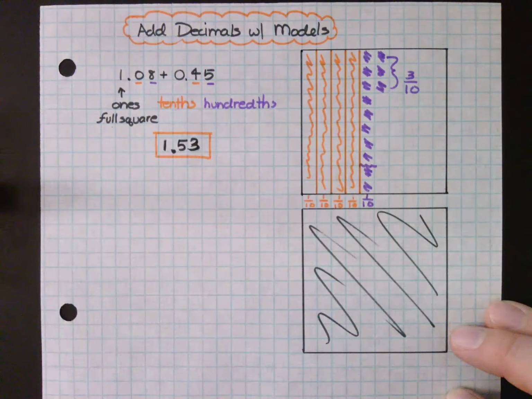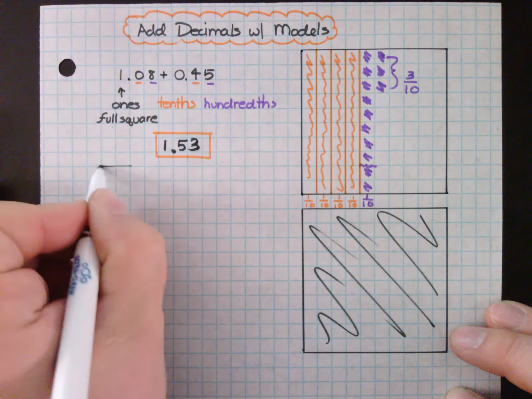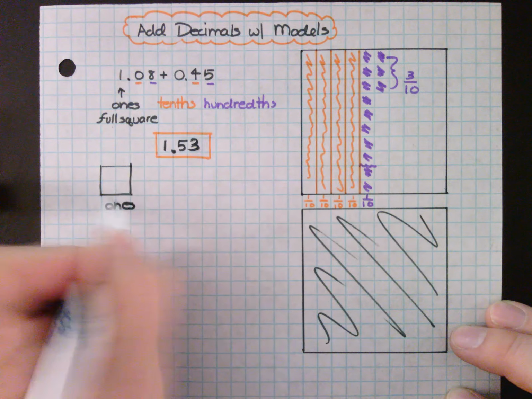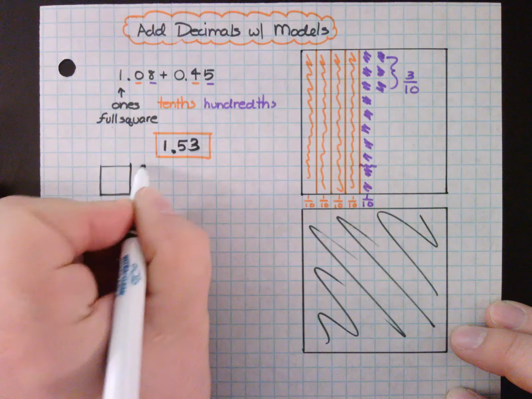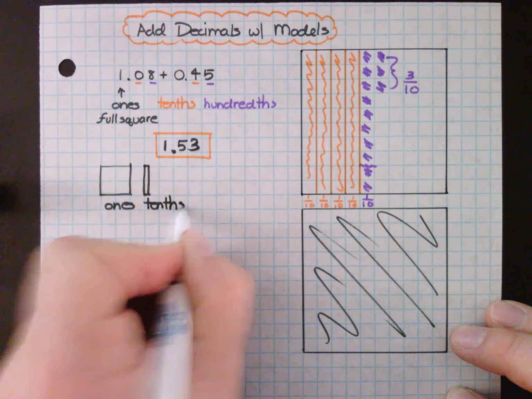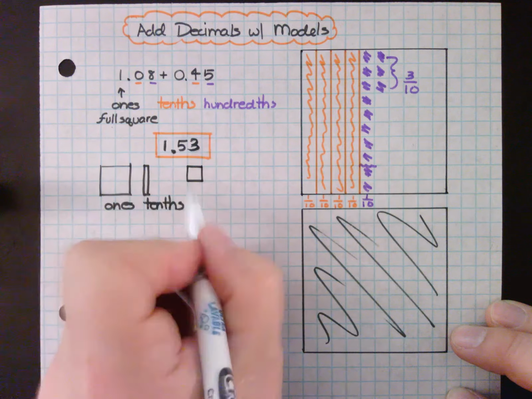And so to review, we have our ones, we have our tenths, and we have our hundredths.